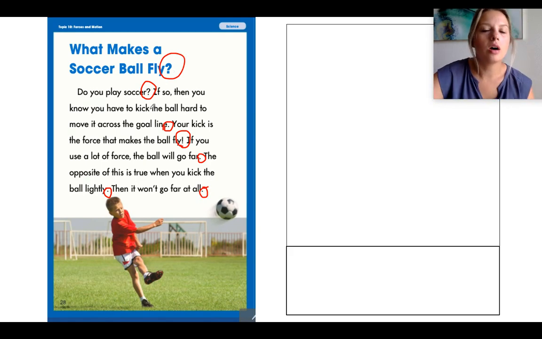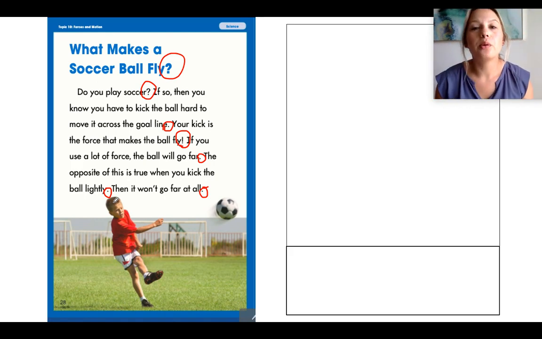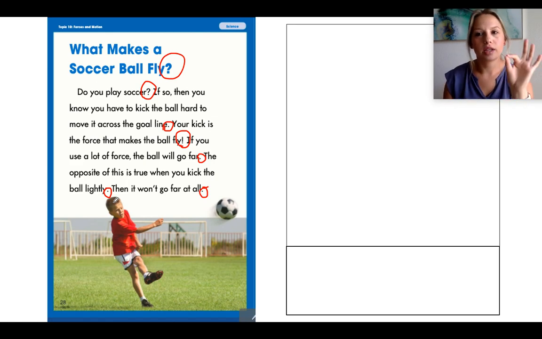Okay, so I see all these ending punctuations. I see question mark, period, exclamation, period, period, period. Those are all ending punctuations. They have to go at the end of the sentence, but you get to pick the one that goes. If you ask a question, it has to be a question mark. If you want to sound excited, it could be an exclamation point. And if you're just saying something like, I like the color yellow, it's just a period.